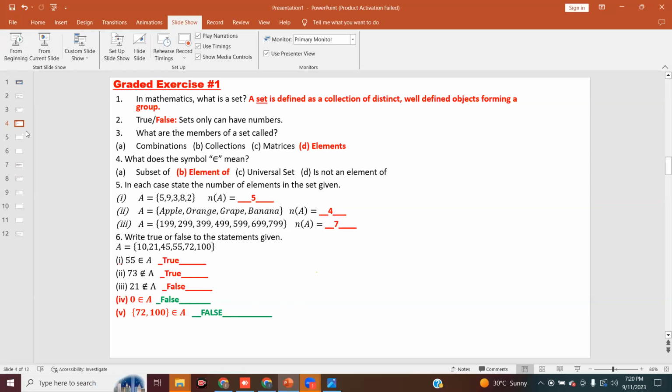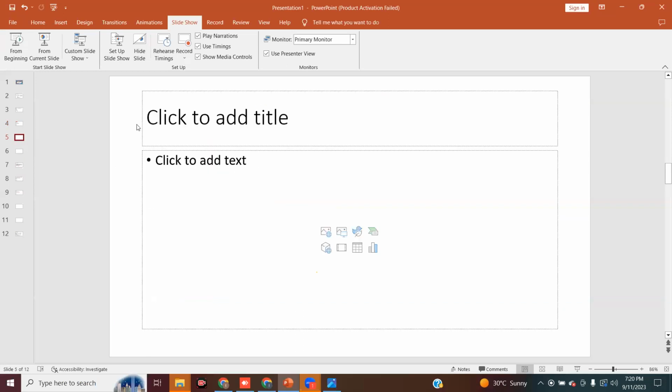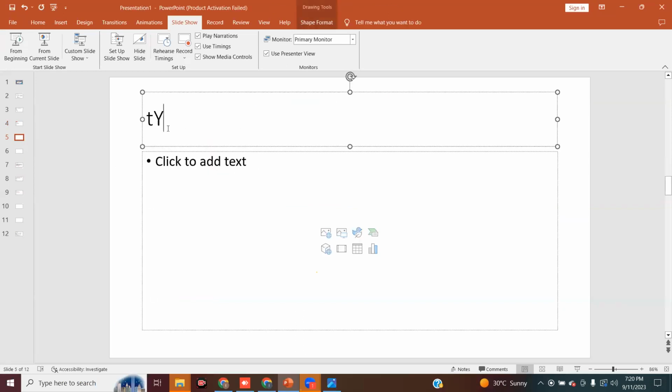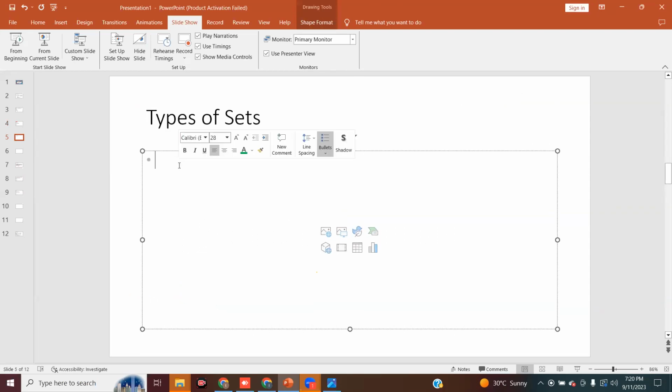Okay, let's move on to the next question, to the next notes. So now we've looked at what we mean by number of elements in a set, and what we mean by element of a set versus not an element of a set. Now we're gonna talk about types of sets, okay? So let's look at types of sets. We're gonna start from the very least.